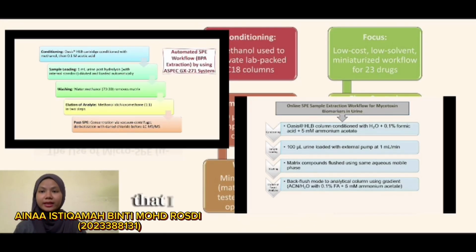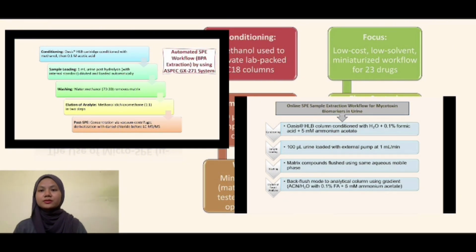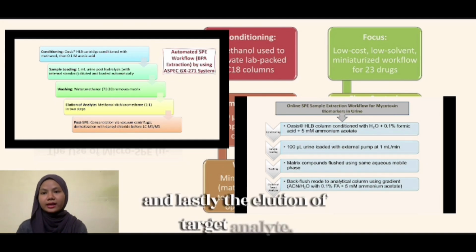extract, and reliable results. Today, I will share with you the findings that I got from those three journals, which followed four standard steps: the column conditioning, sample loading, washing, which is the elution of interferences, and lastly, the elution of target analytes.